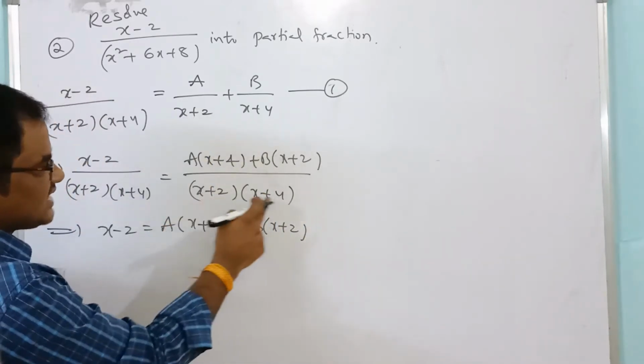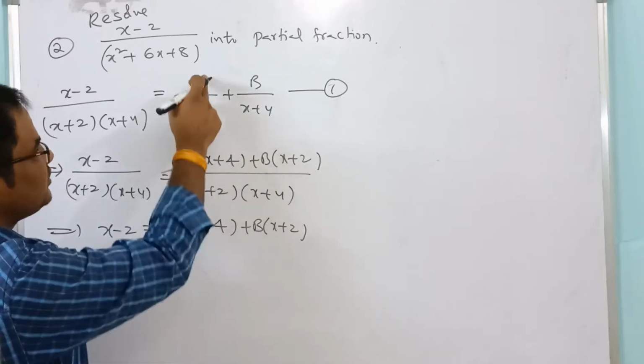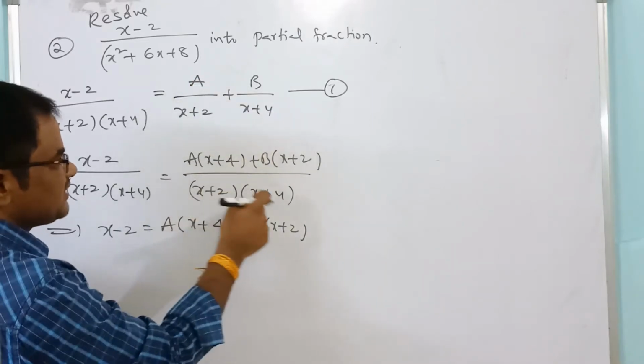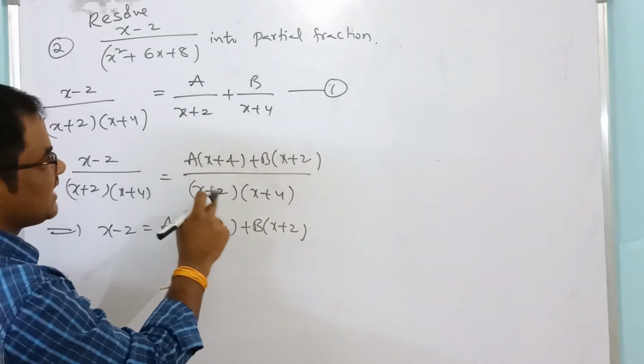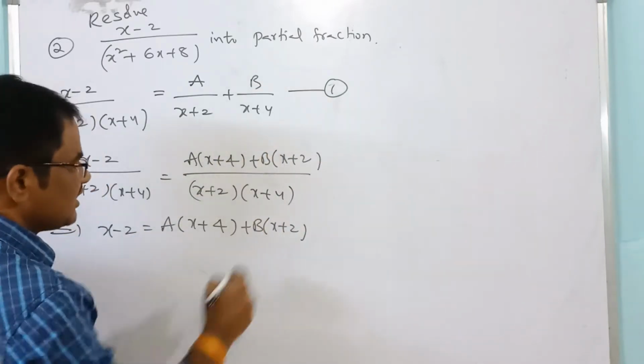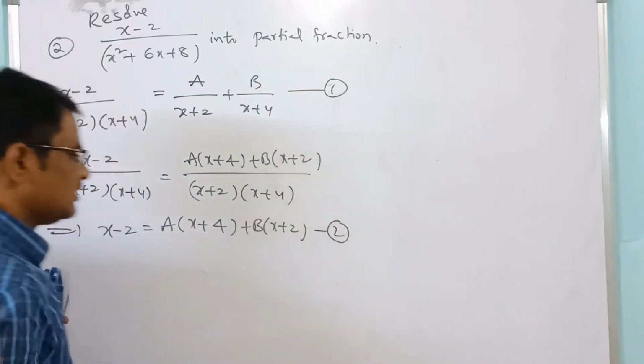LCM here, (x plus 2) into (x plus 4). If (x plus 2) gets cancelled, what is remaining? (x plus 4). (x plus 4) into a into (x plus 4). (x plus 4) gets cancelled, (x plus 2) remaining. (x plus 2) into b into (x plus 2). Now take this as equation number 2.